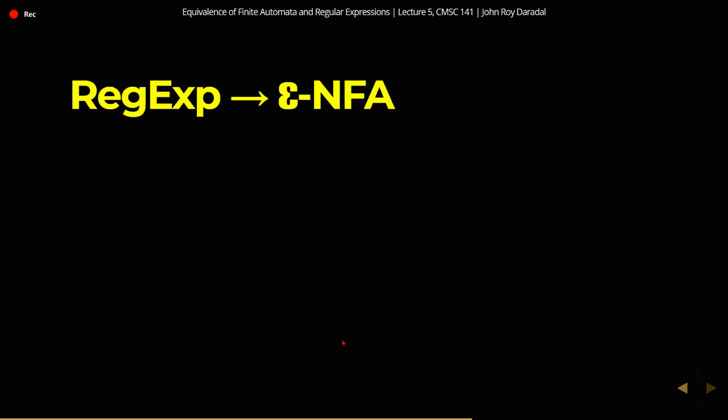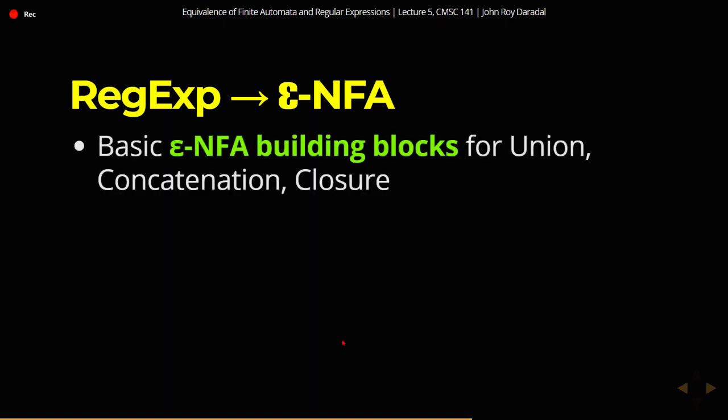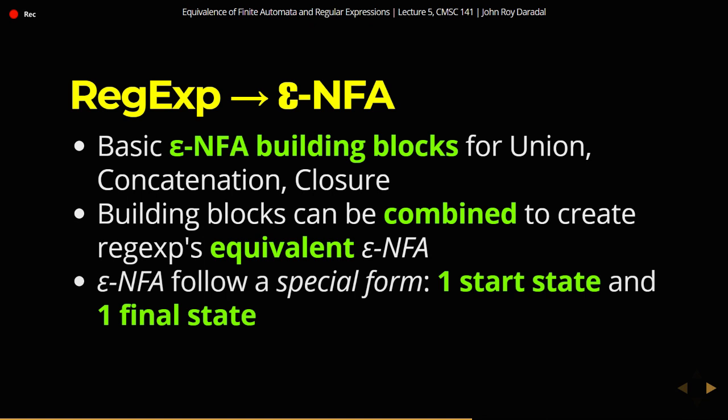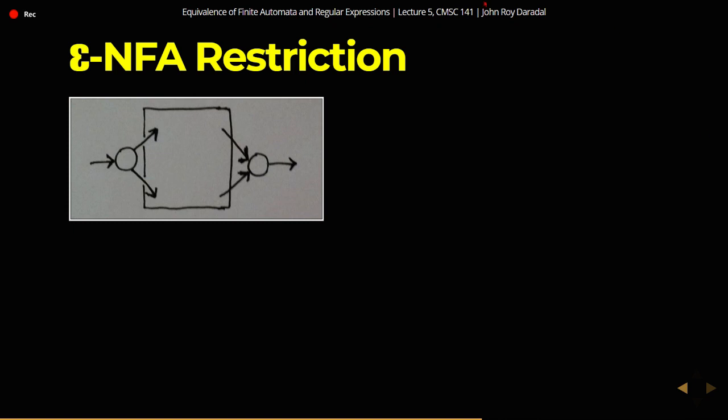Okay, so let's now see how you can convert your regular expressions to epsilon NFAs. To do this, we will use some basic epsilon NFA building blocks for the three operations for regular expressions, which are union, concatenation, and closure. We will combine these building blocks to create the equivalent epsilon NFA of the regular expression. The epsilon NFA that we will create follows a special form. It only has one start state and one final state. So it will look something like this. Only one start state here and only one final state as well.